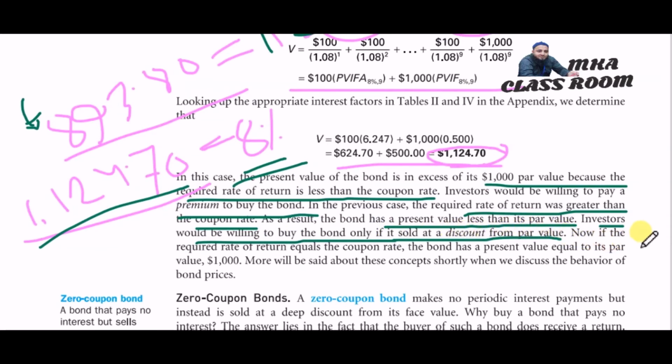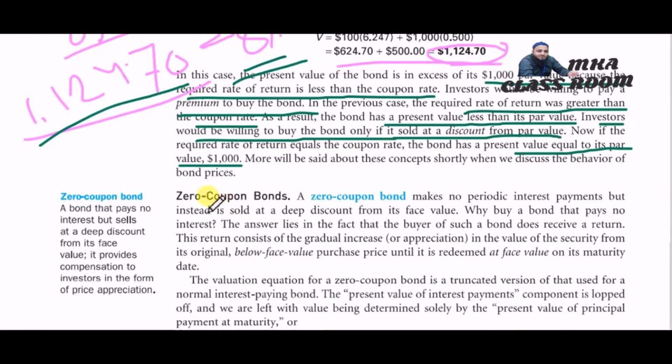Now, if the required rate of return is equal to the coupon rate, the bond has a present value equal to 1000. More will be said about this concept shortly when we discuss the behavior of bond prices.